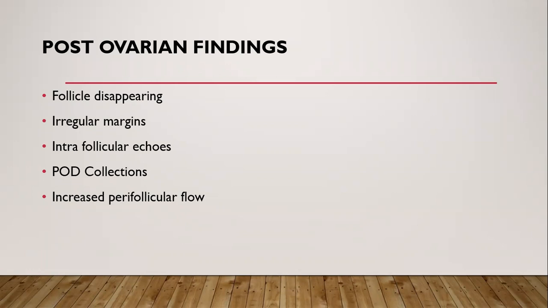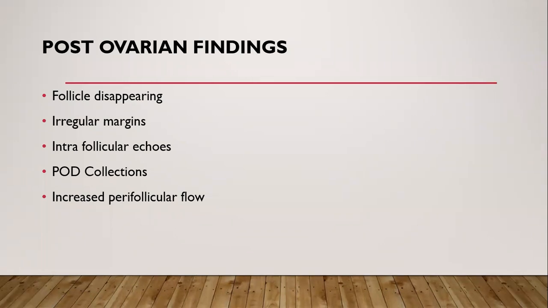Then what you assumed to be a follicle gets some irregular margins. Now that stops being a follicle, it is now a corpus luteum. So you'll be able to know that ovulation has taken place, and there's nothing else that you can do. You need to wait for the next cycle. Then intrafollicular echoes: what you assumed to be a follicle gets a bit of echoes inside. It's no longer a follicle. That gets to be a corpus luteum.